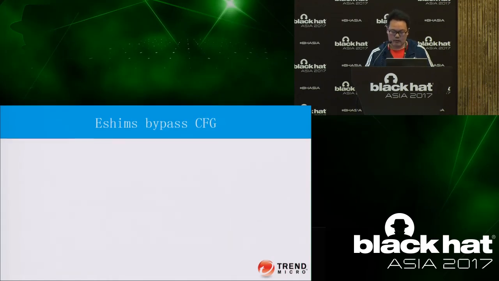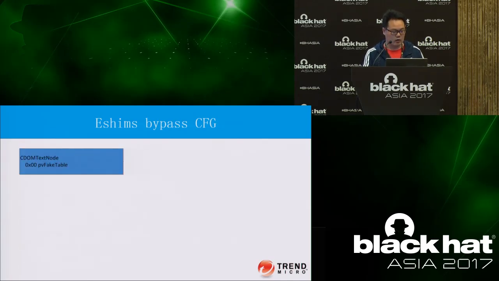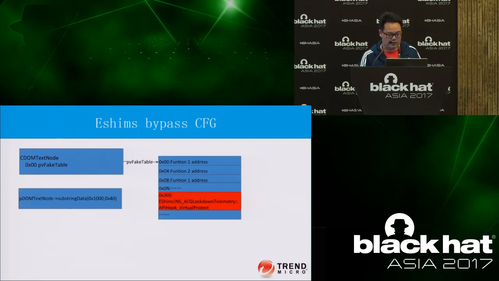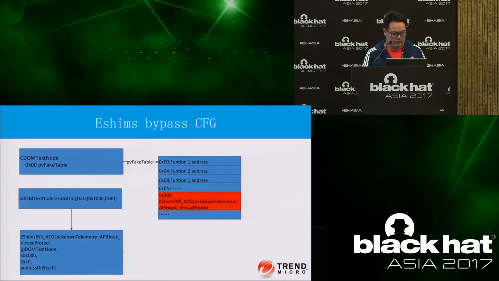Okay, I will demo how to exploit this. First, we create a CDOMTextNode object. Second, we fake the CDOMTextNode's vtable. Then we write the VirtualProtect address to the substringData offset in the vtable. Then we call substringData using the VirtualProtect parameters, because substringData is overwritten by VirtualProtect. So when you call the substringData function, it will go to the VirtualProtect function.